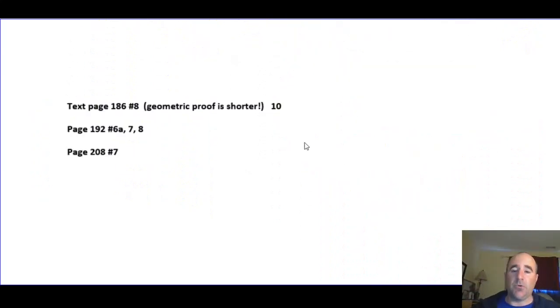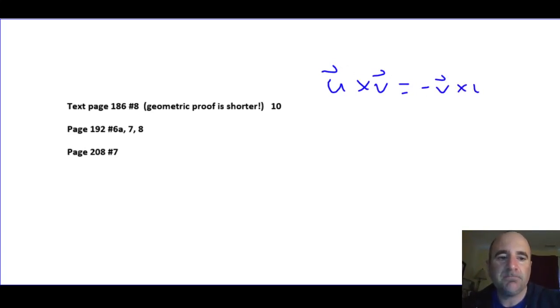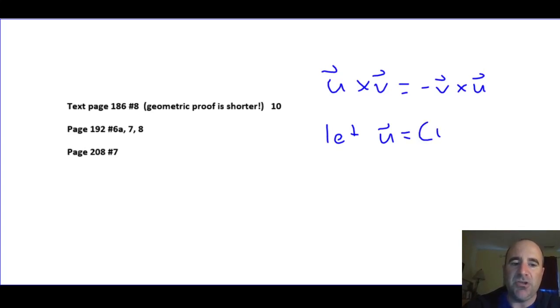Okay, and there are some questions for you to work on. For page 186, number 8, it's asking you to do a proof, using components. For 8a, for example, you're asked to show that U crossed with V is equal to negative V crossed with U. When they say use components, they mean basically starting off by saying let U equal U1, U2, U3, and let V equal V1, V2, V3.